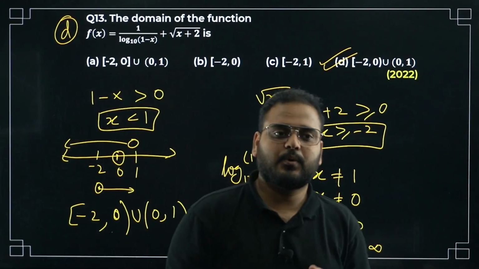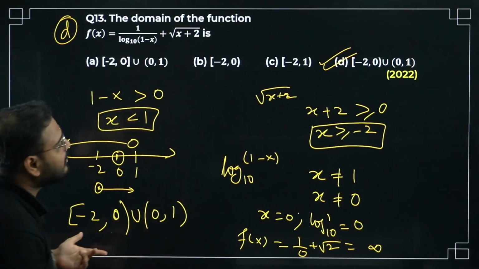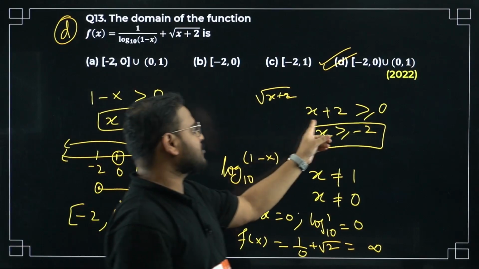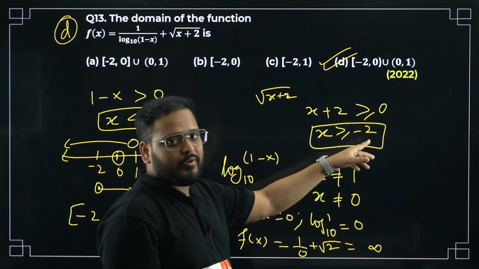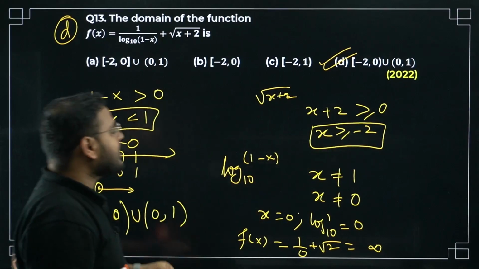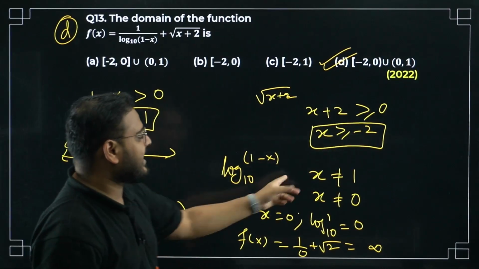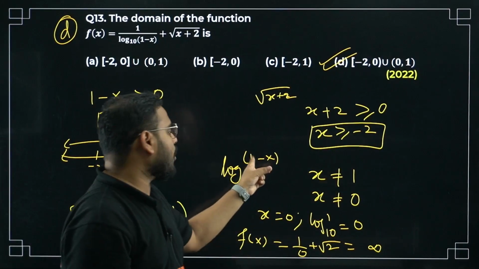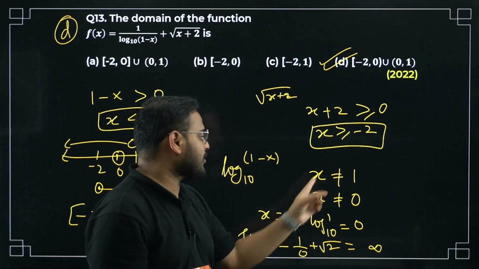Excellent question. Should I explain again? The first condition came from here: x plus 2 greater than or equal to 0. I can take 0 over here, no, because it's the numerator. So x becomes greater than or equal to minus 2. Second, for the log, I can't take x as 1. If you take x as 1, it will become log 0. Log is not defined at 0, so x cannot be 1.